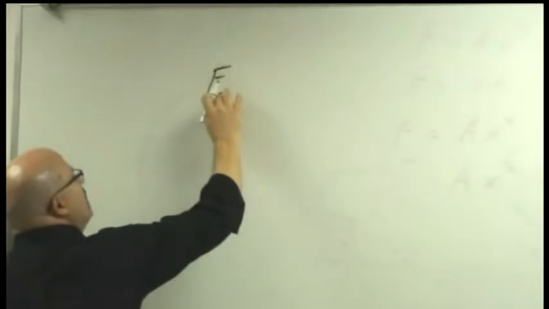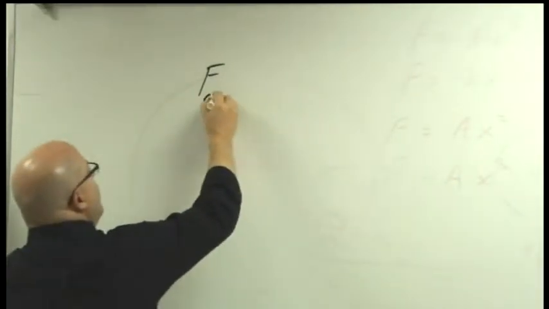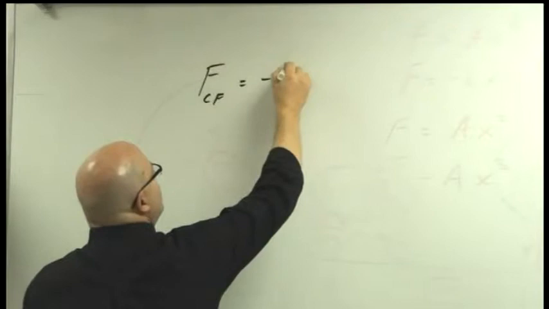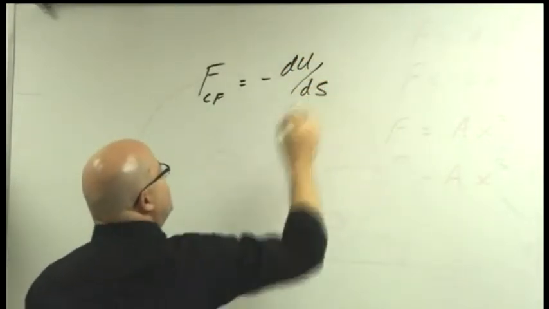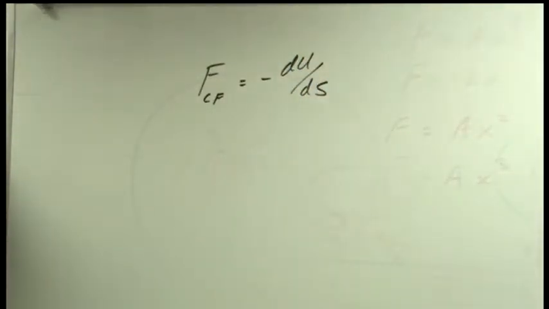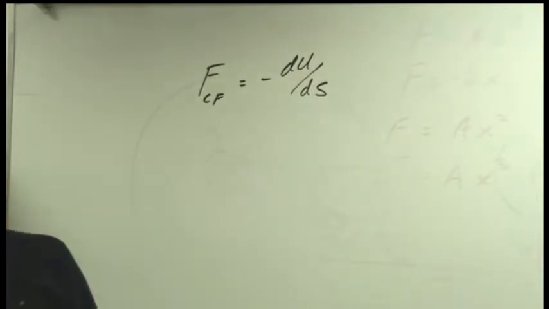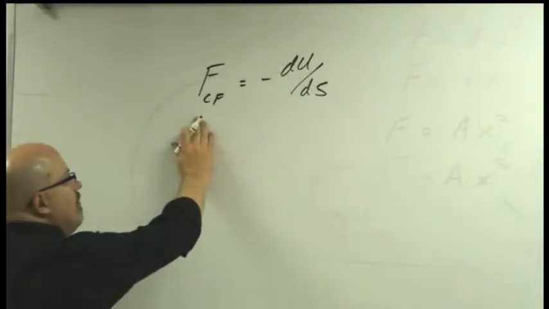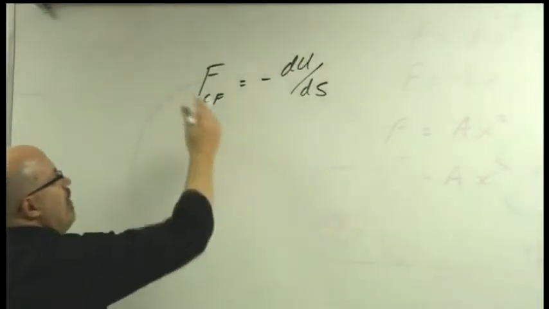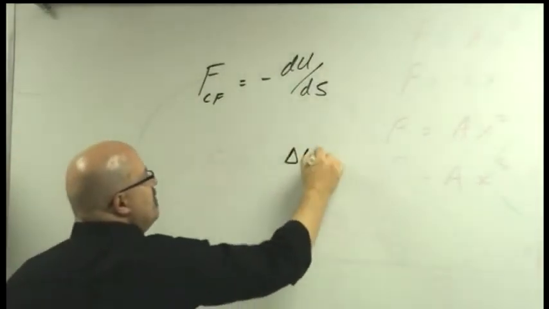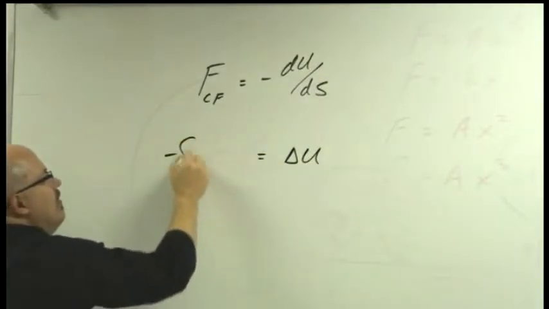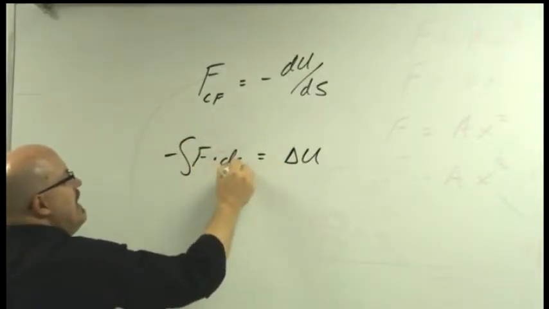Alrighty then. So remember that the conservative force is equal to negative dU/ds, the negative first derivative of potential energy with respect to displacement. But we want to look at that a different way. We want to rewrite it as the change in potential energy equals negative integral F dot ds.